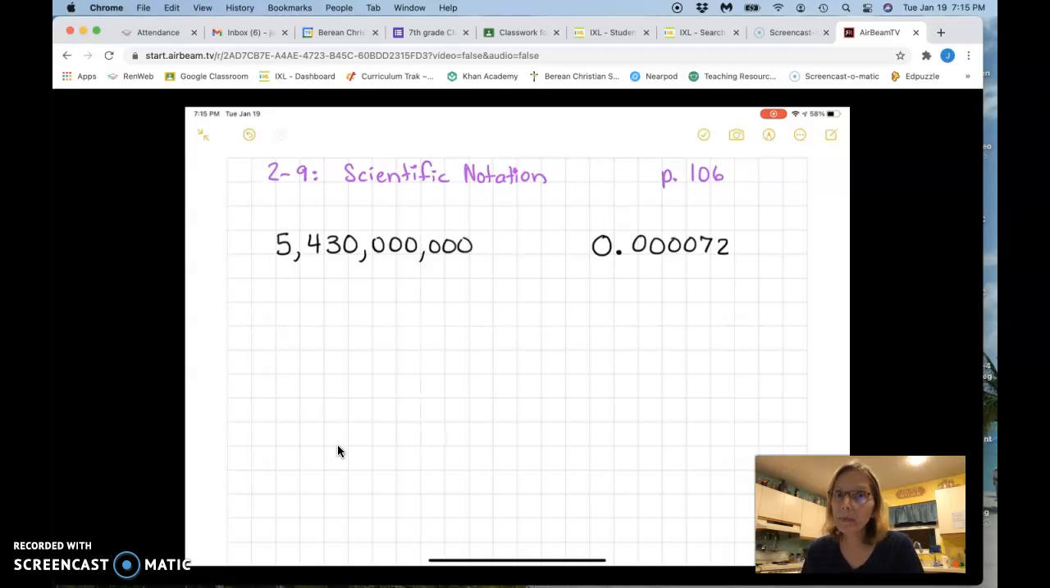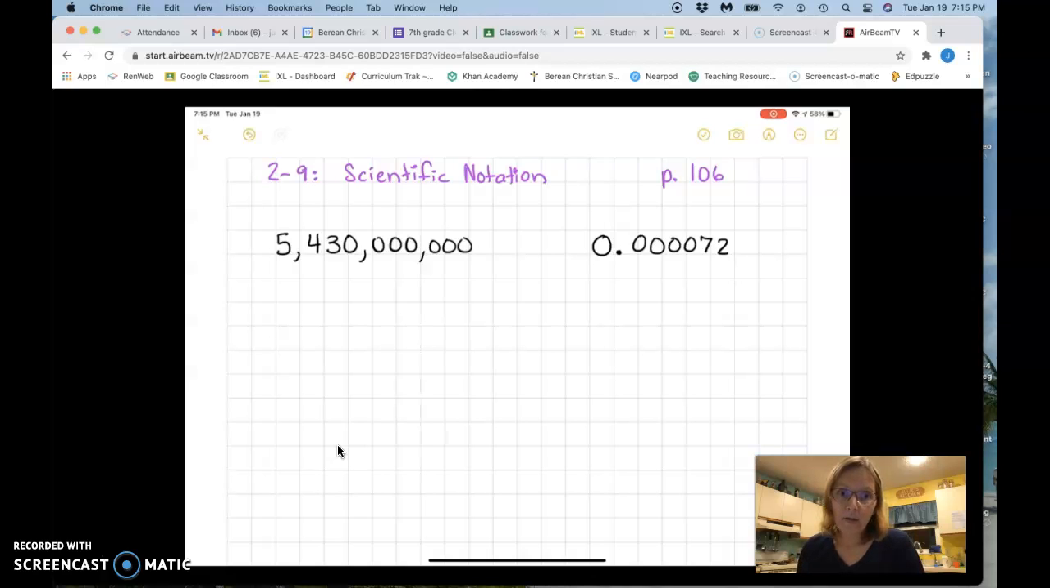Now you've probably heard of this before, or once I show you, you'll be like, oh yeah, I've seen that before. But scientific notation is just a way to write a really big number or a really small number in a shorter way. It's almost like a shortcut, okay? Now look at these numbers that I have.